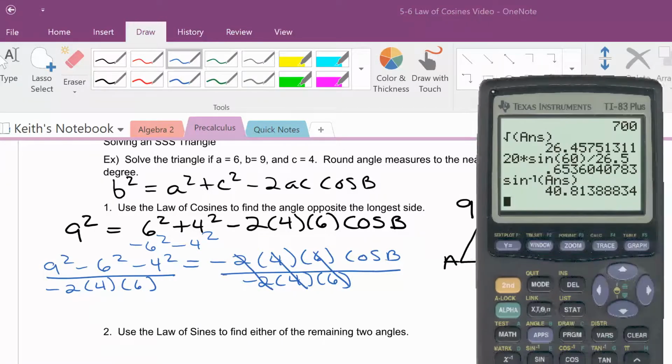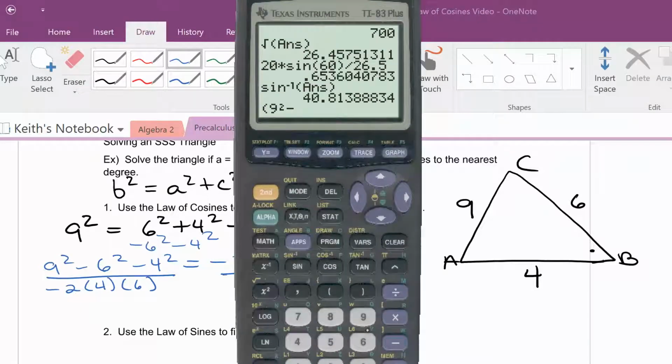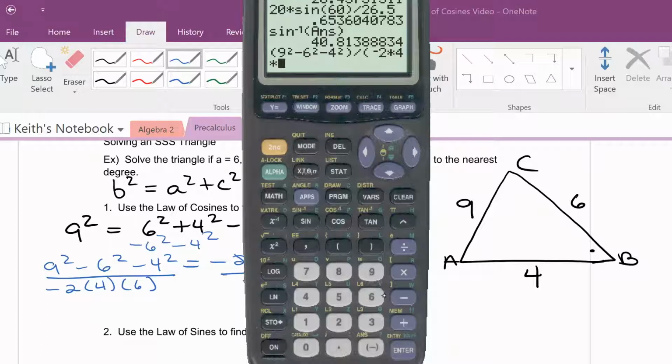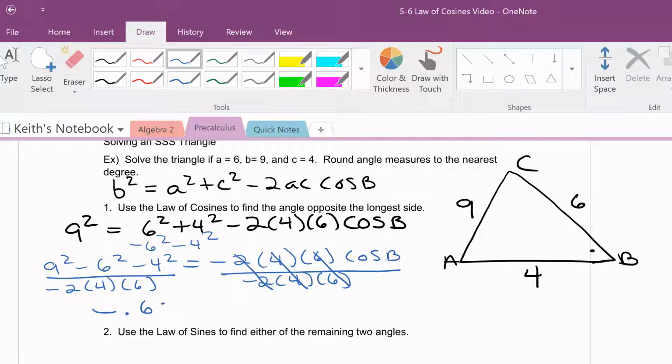So let's show you. You're going to do parentheses: 9 squared minus 6 squared minus 4 squared, divided by, and then parentheses, we need the negative sign, negative 2 times 4 times 6. Hit enter, and that gives you a negative 0.604, and that's equal to the cosine B.